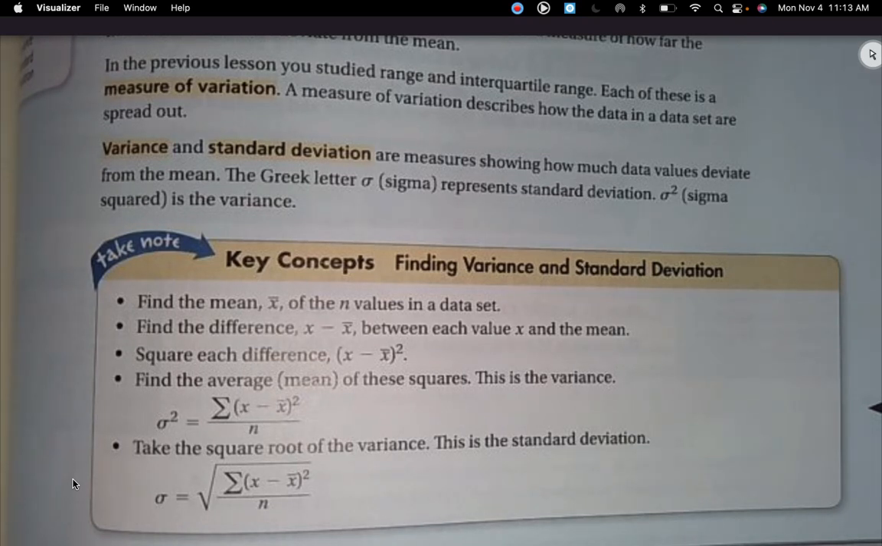You just have to make a table, okay? So we're going to have to find the standard deviation. We'll also graph some of this.